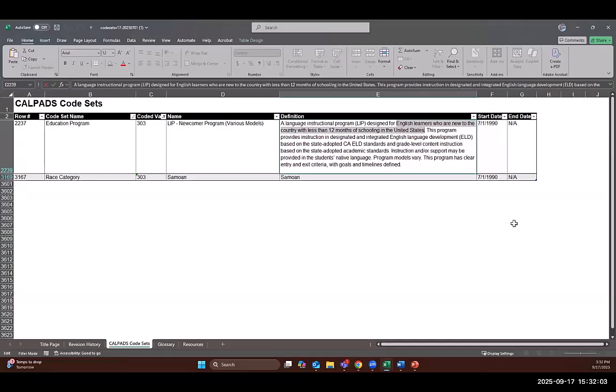Can we pull up the newcomer program on the CDE website, only because the program models vary? This program has clear entry and exit criteria, so I would pull up that portion as well. But to Nate's point, yes, that is correct.